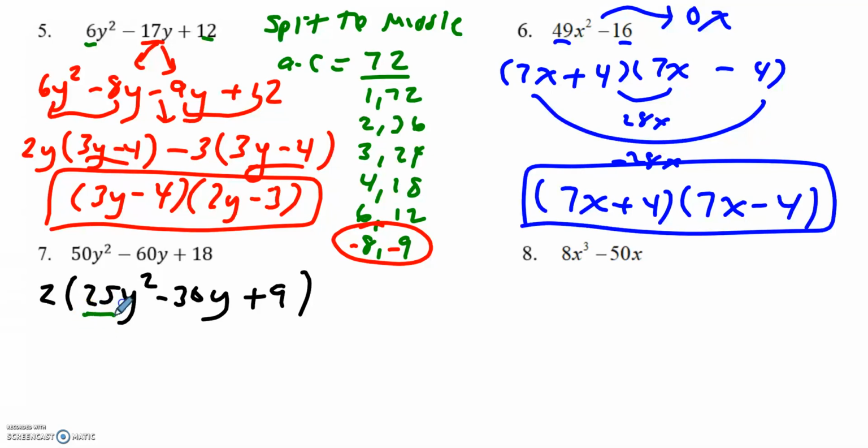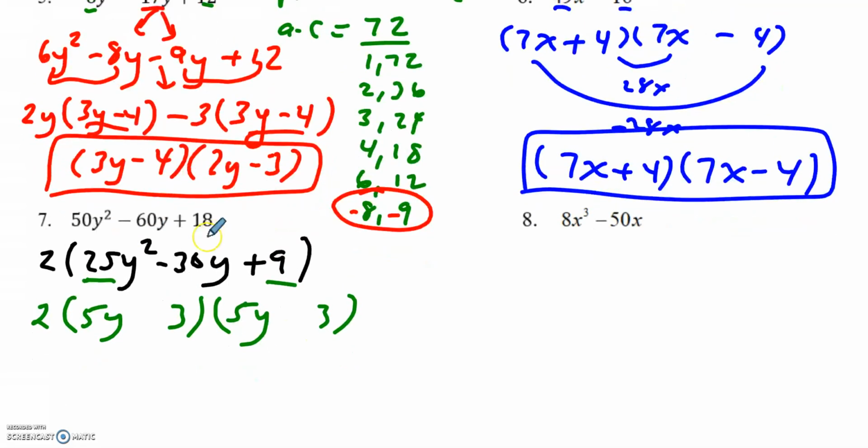Do I have perfect squares left over on the ends? Yes, I do. Which means that I can skip split the middle term, and I can go straight to 2 parentheses. What times what gives you 25y squared? 5y times 5y. What times what gives you 9? 3 and 3.